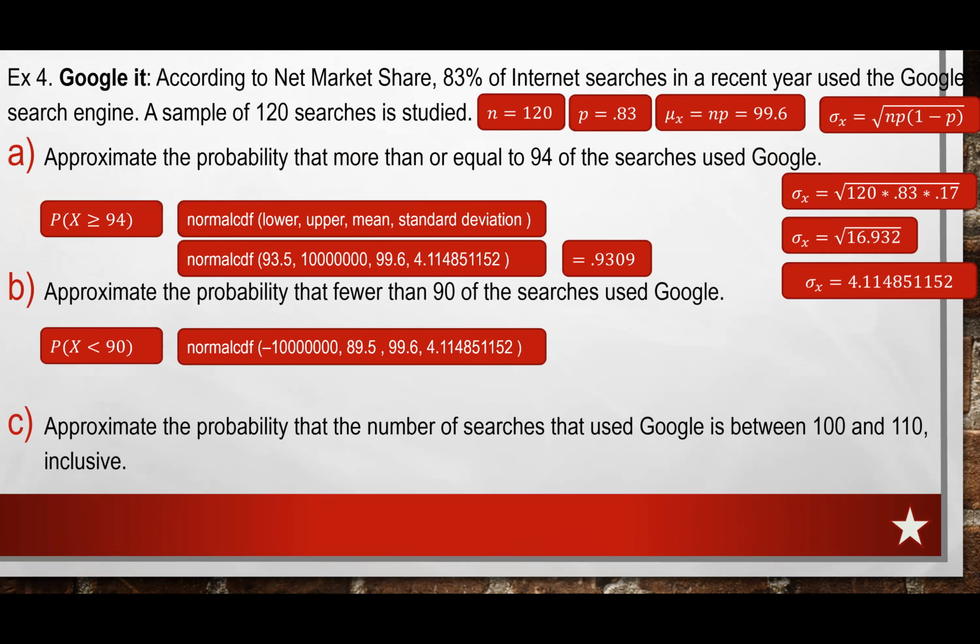So in this case, again, we're looking for the area to the left. The smaller endpoint will be some negative, humongous number. The upper endpoint will be my adjusted endpoint, which is 89.5. We do not include the 90. And the mean and the standard deviation are the ones we found earlier. And if we do that, you will see that 0.0071 will be the probability of fewer than 90 people.